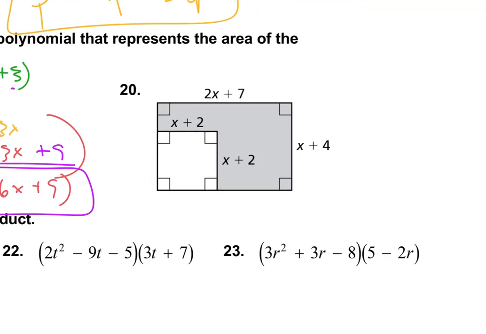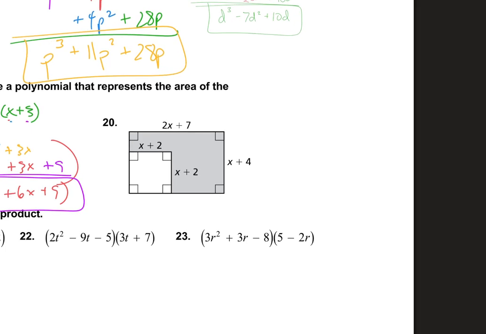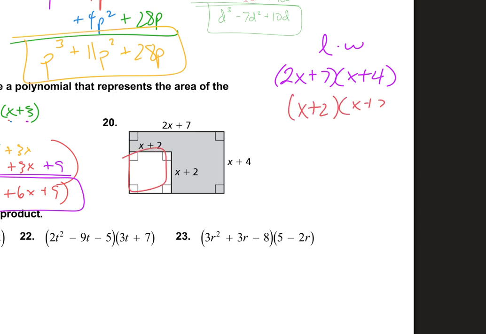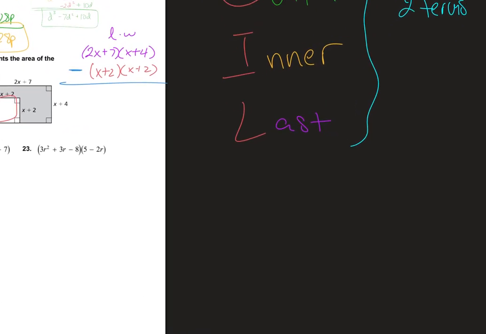Number 20. Oh my goodness, we have a rectangle and a square. So the rectangle, if we were to do the whole thing, would be this, right? Length times width. And if we were to do just the square, that would be x plus 2 times x plus 2. And here's what we're going to need to do. We're going to need to subtract the red from the purple. We're going to subtract that square from that rectangle. So let's do both of those. How about right over here?